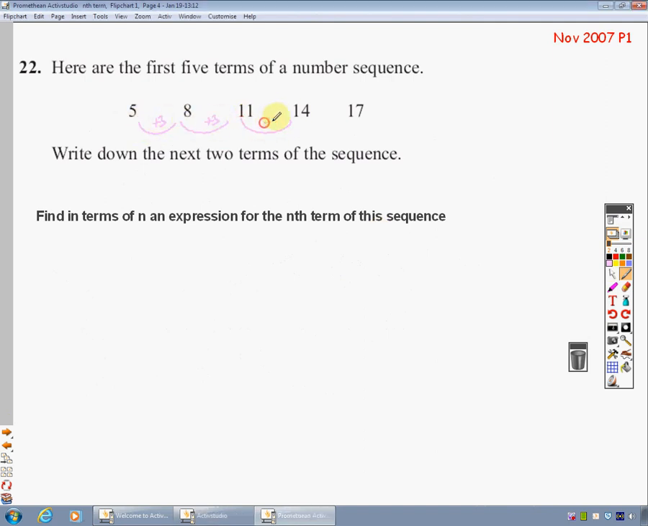So do the next two terms. Add 3 is going to be 20. Add another 3 is going to be 23. Now, find in terms of n an expression for the nth term of this sequence. We know it's going up in 3s, so it'll be 3n. I've now got to get that shift factor. The 3 times table will be 3, 6, 9, 12, etc. And I can see it's just been shifted up 2, so it's 3n plus 2.